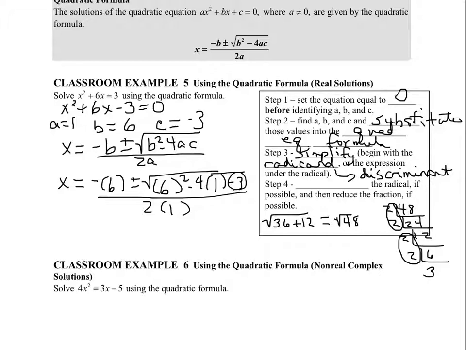So I take a 2 from the first circle, a 2 from the second circle, multiply them together, and that means I'm going to have a 4 that is outside the radical. The value I didn't circle that stays under the radical is the 3.